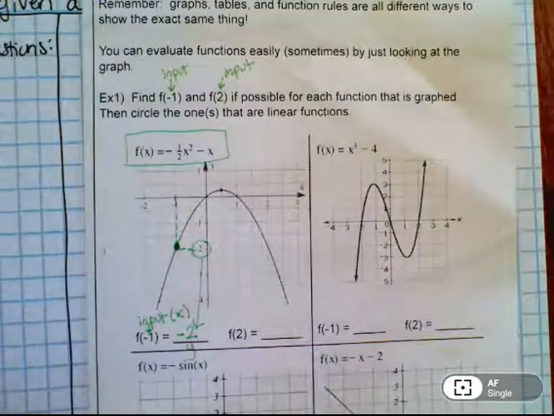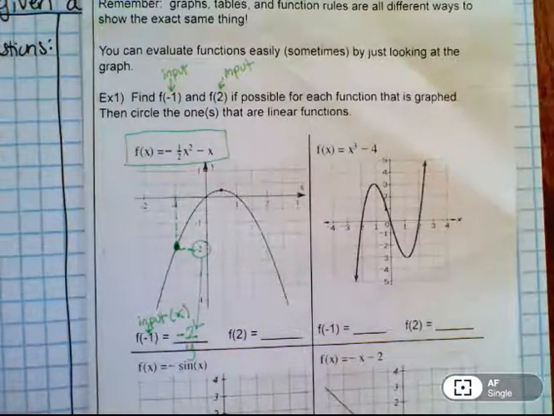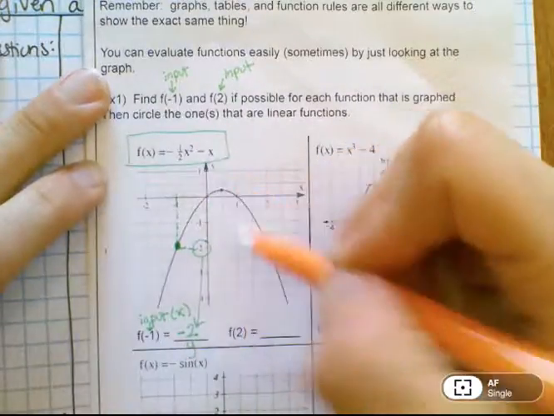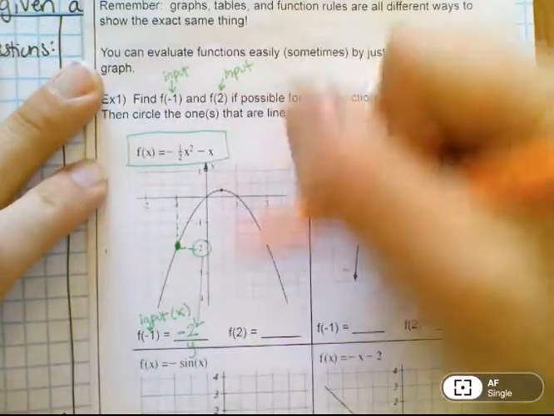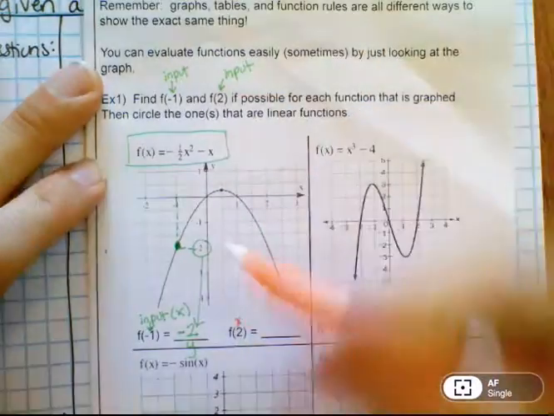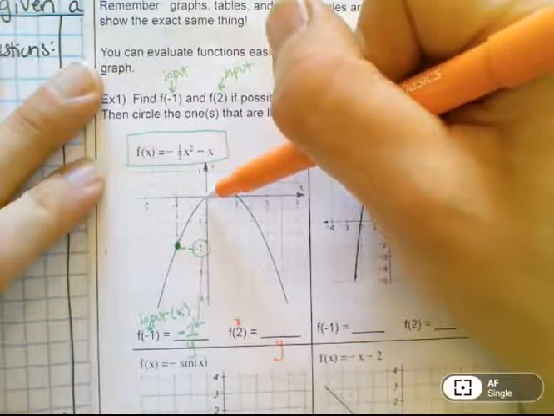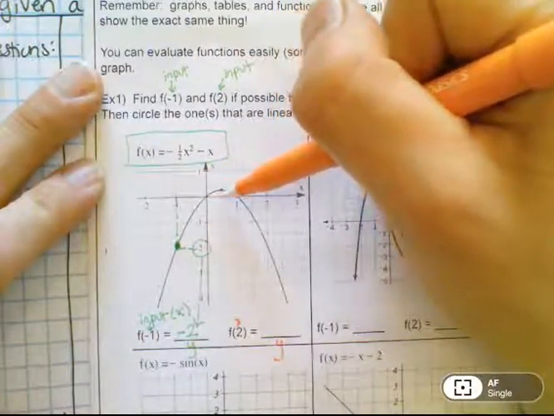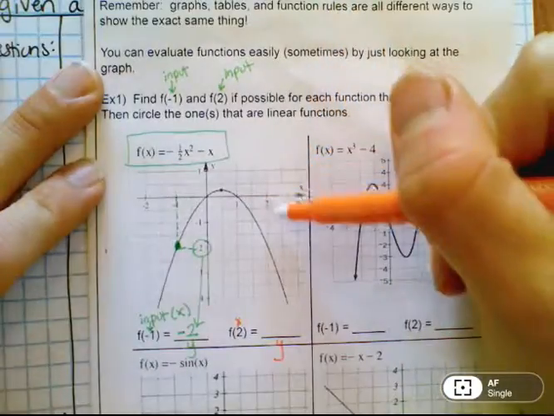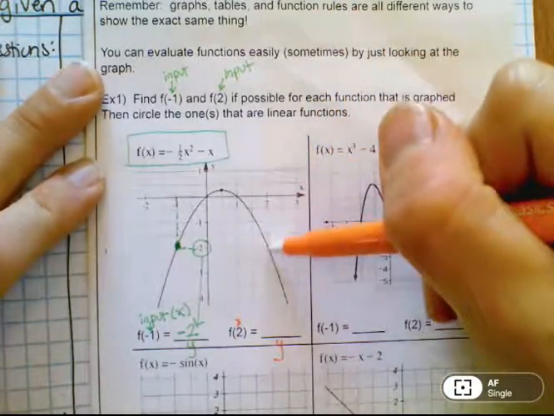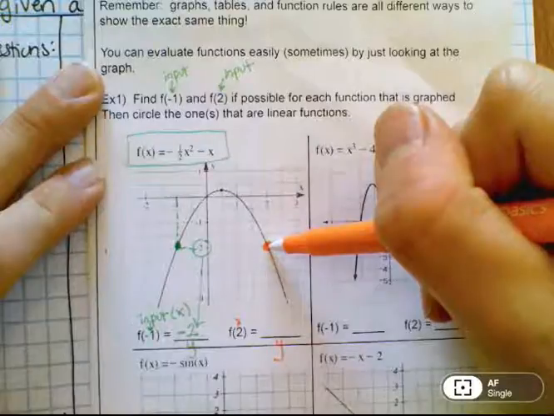Then it's asking for f of 2. So again, I could plug a 2 in here, but graphs show the same thing and it's a little easier. So this time I want to know when x is 2, what is y? So I start here, I travel along the x-axis, 1, 2, and then where's my graph? You go up and down, boom, it's right there.